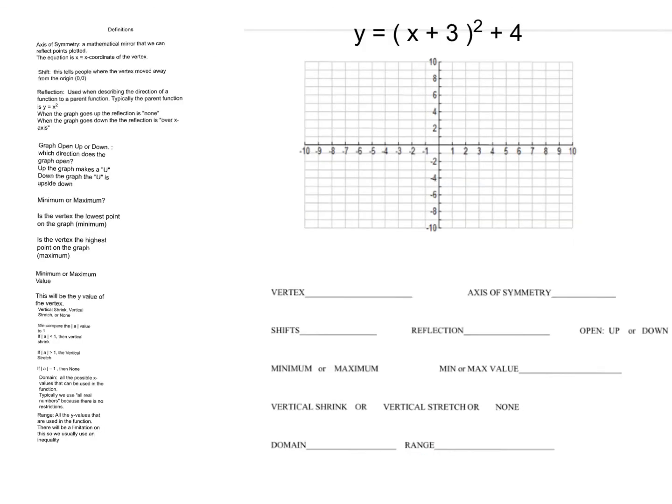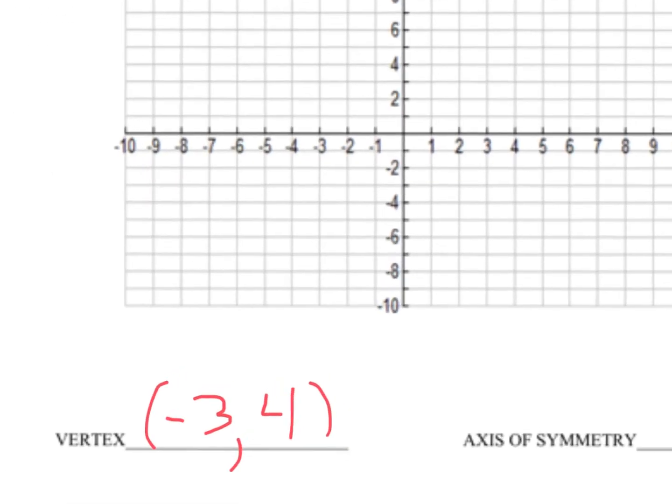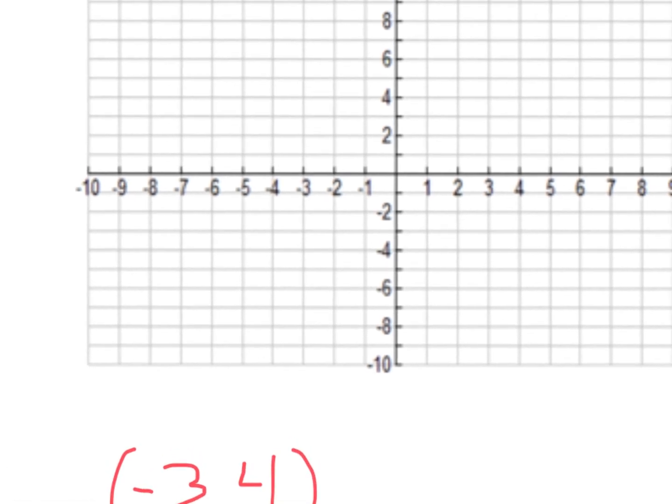Alright, now here's something that's changed. Obviously our form has changed, which is going to make our lives a heck of a lot easier. Alright, so here we go. Vertex form. So what I'm going to do for my vertex is get the opposite of this guy, negative 3, to whatever this is, 4. So there's your vertex. No work, no muss, no fuss. It's already there for you. Alright, so let's plot that. Okay, so let's go to negative 3, 4. Right there.